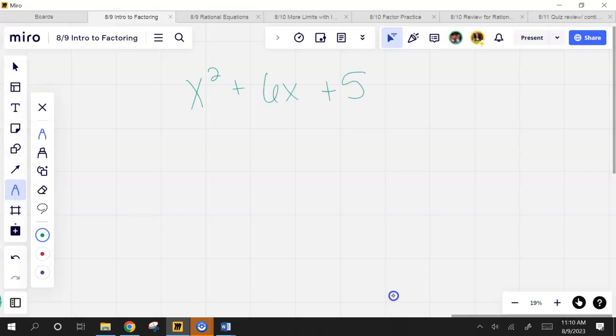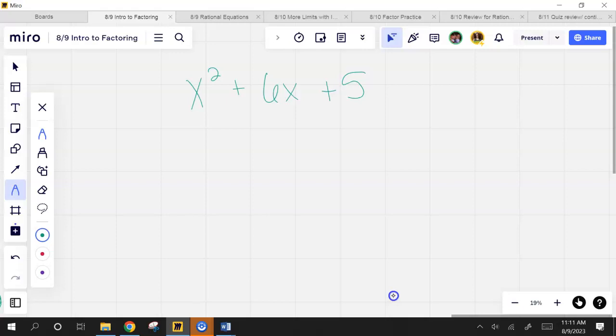All right, step one. Do I have a GCF? No. 9 times out of 10, you're not going to have a GCF, and that's okay. But you have to look for one, okay? All right, so we're good on step one. Step two.